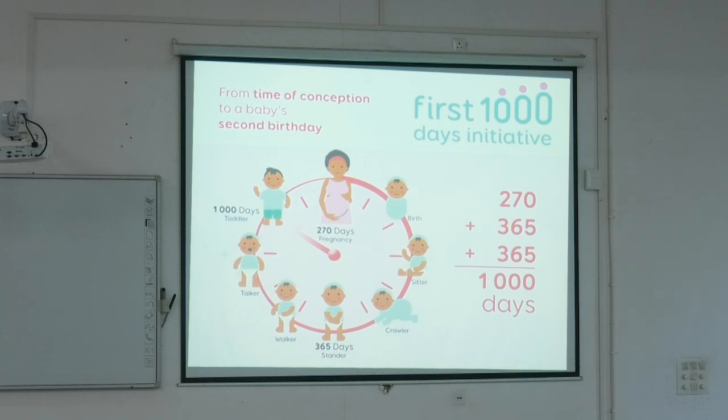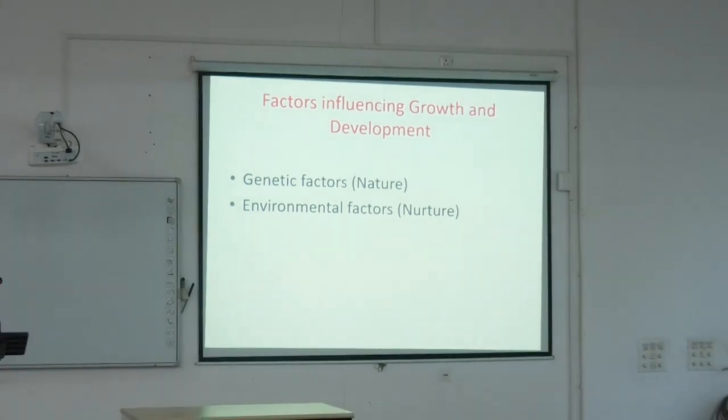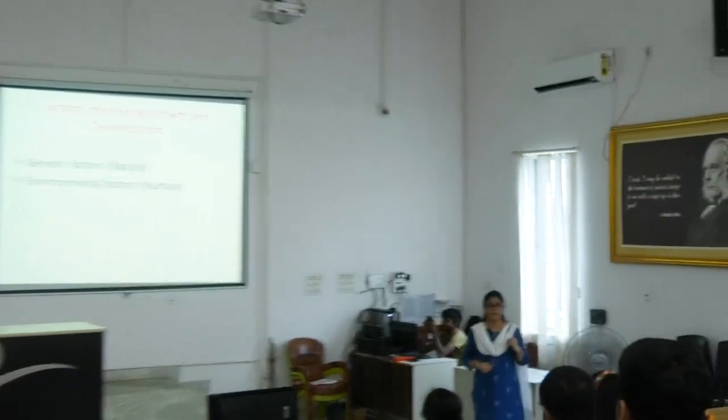Okay, so now I will come to the factors influencing growth and development. So everything is clear. First 1000 days. What is first 1000 days? Till 2 years. From conception to 2 years. So that means the first 270 days the child is in the mother's womb. And how can we do something when the child is in the mother's womb? Can we do something? I'll come to that.